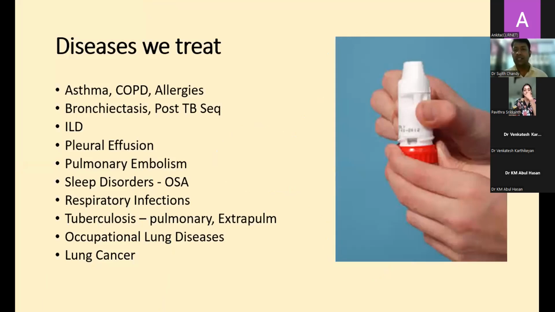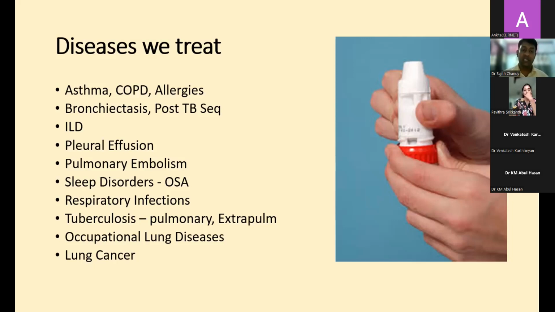So what are the diseases that we cover? We look at the outpatient setting first. The bread and butter diseases that we cover are allergies and airway diseases, primarily asthma and COPD, post-tubercular sequelae, especially bronchiectasis, that is irreversible dilatation of the airways.